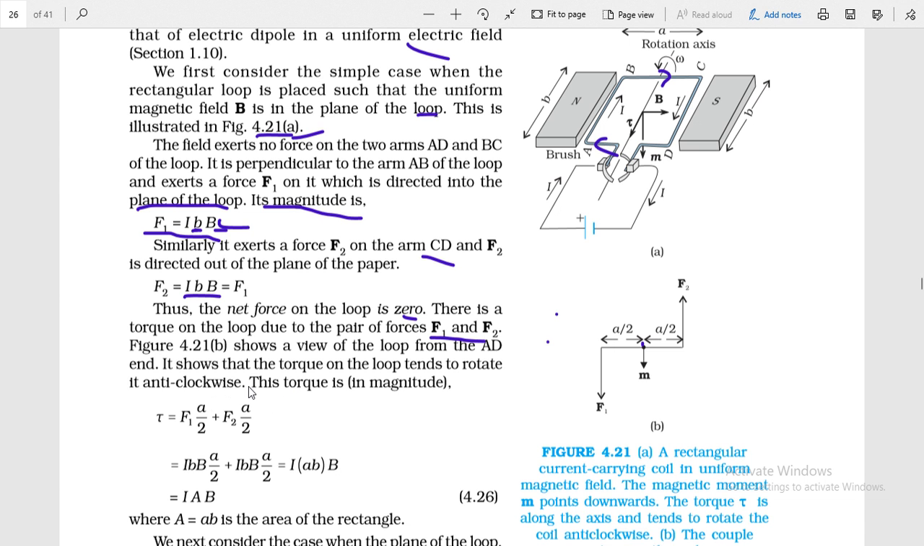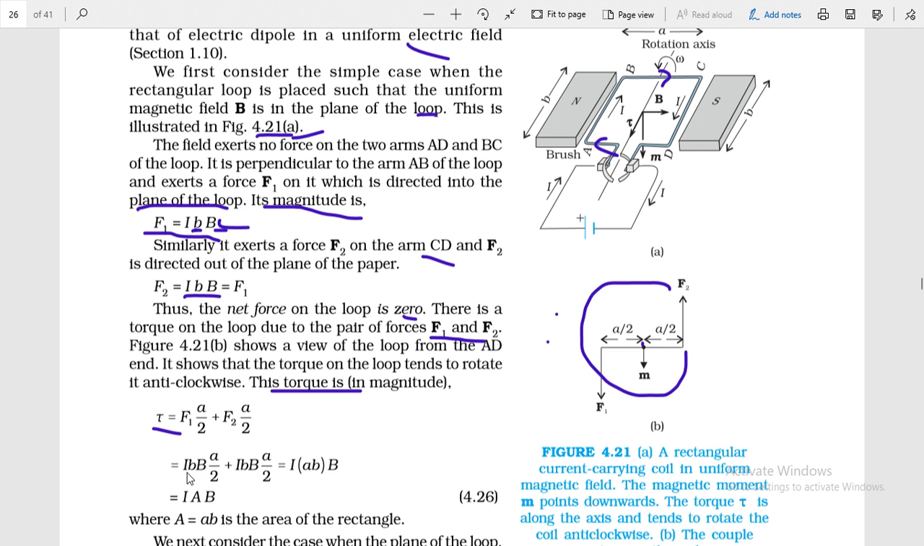This torque in magnitude is given by, so you can find the magnitude of this torque, and that is equal to tau equals F1 a by 2 plus F2 a by 2, because you know that if this is a rotational effect, then both are in the same direction. So the net torque will be the sum of these two. The first one is F1 and the distance from the center, or you can say the axis of rotation, is a by 2. Similarly for F2 it is a by 2. So torque tau is equal to F1 a by 2 plus F2 a by 2. Now we can put in the values of F1 and F2.